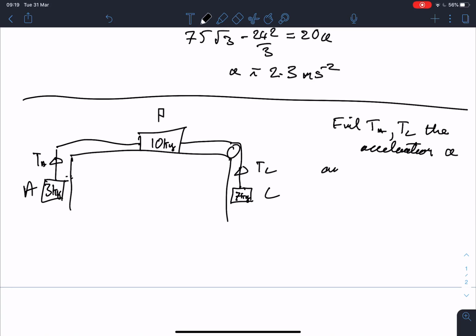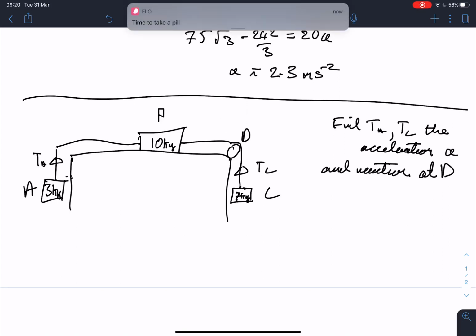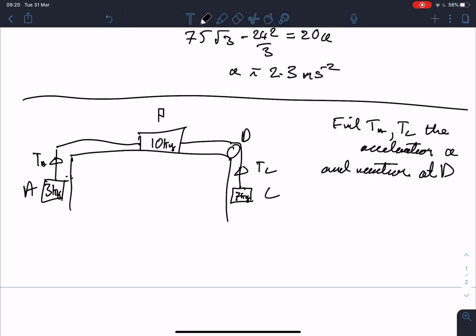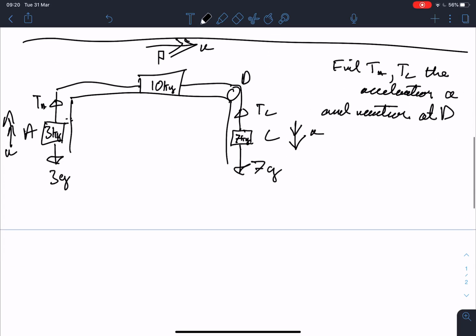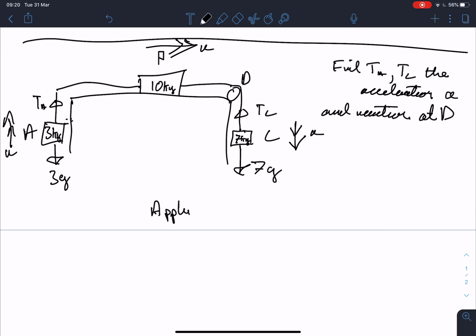Let's say, if we call this A, B, C, and we call this TA and this one TC, we're going to say find TA, TC, the acceleration A, and the reaction at D, which we'll call that D. So here we go.